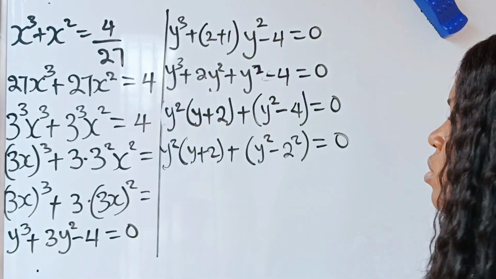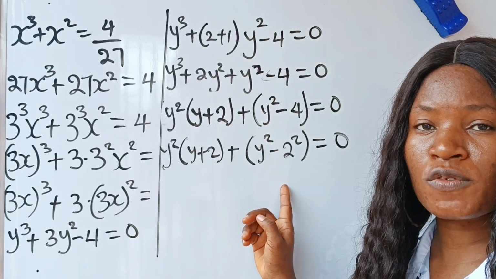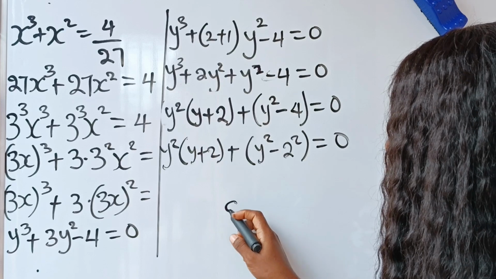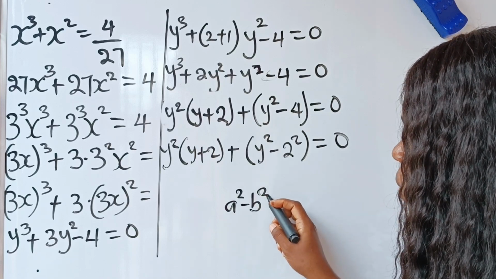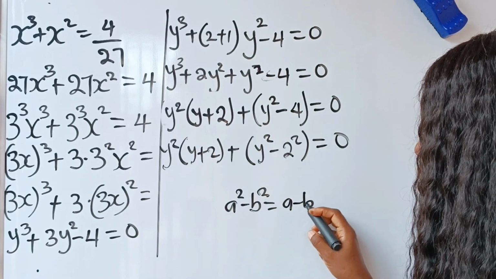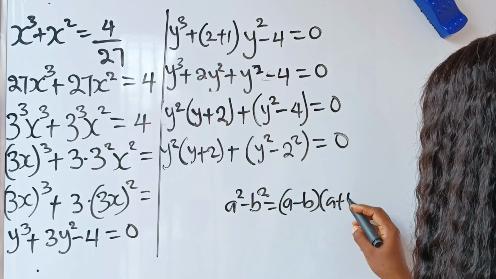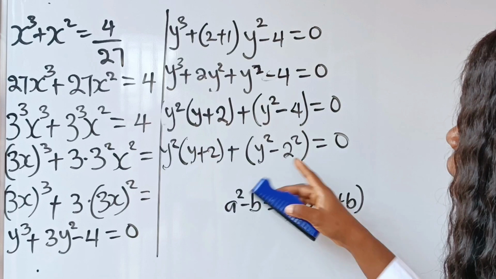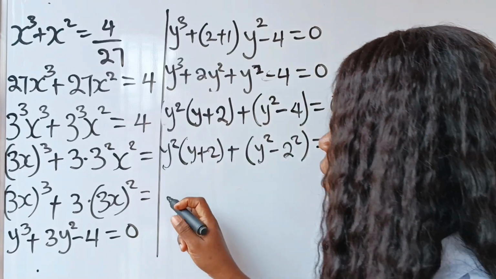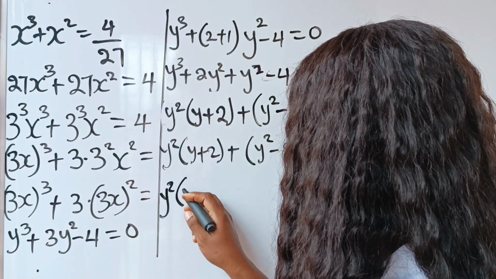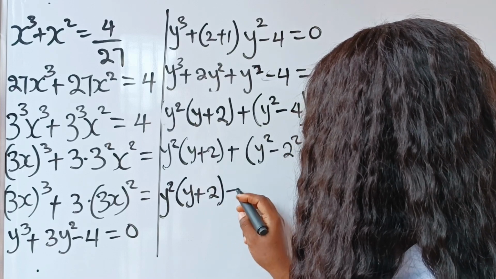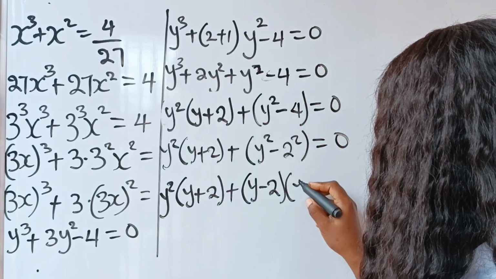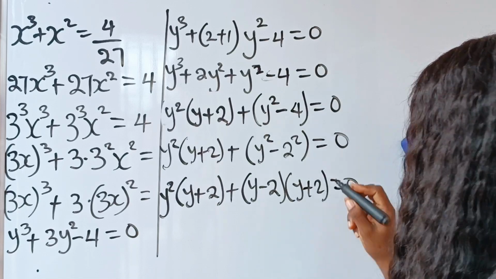Now I want us to recall, look at what we are seeing here. This is the difference of 2 squares, right? Yes. So we can rewrite this as what? When you have a squared minus b squared, this is equal to a minus b multiplied by a plus b. Since this is equal to this multiplied by this, we can now rewrite this as y to the power of 2 bracket y plus 2 plus, we can now write this as y minus 2 multiplied by y plus 2 as well is equal to 0.